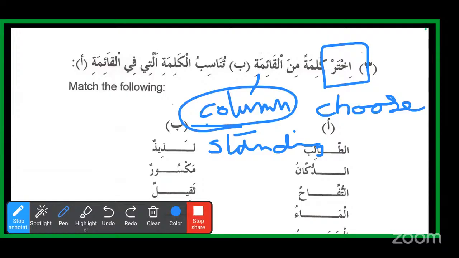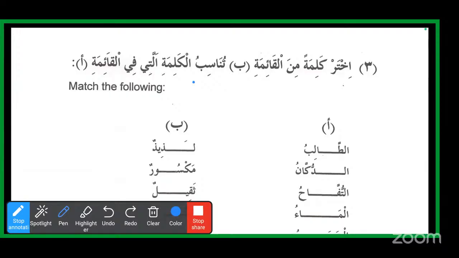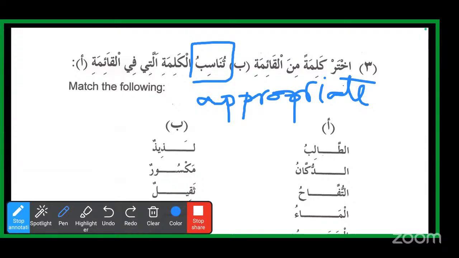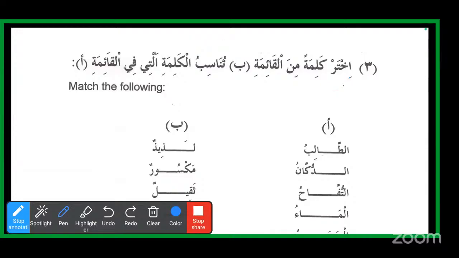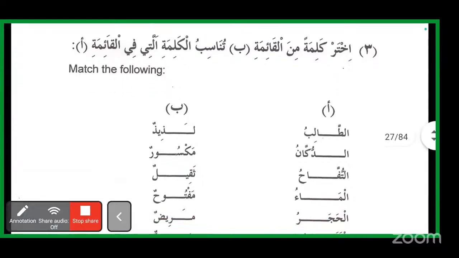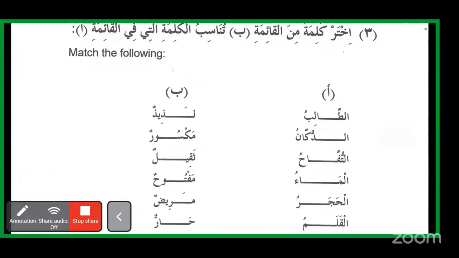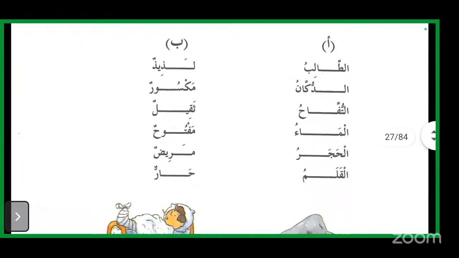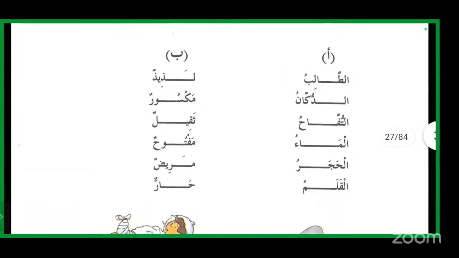Al-qa'imati ba. تناسب means that which is appropriate. Appropriate again. تناسب الكلمة التي في القائمة ألف. Right? So this is just match the column. It's very easy. So what matches with talibun?